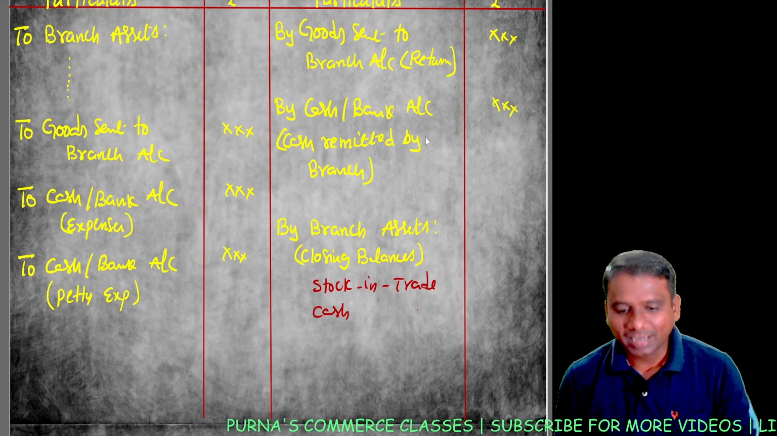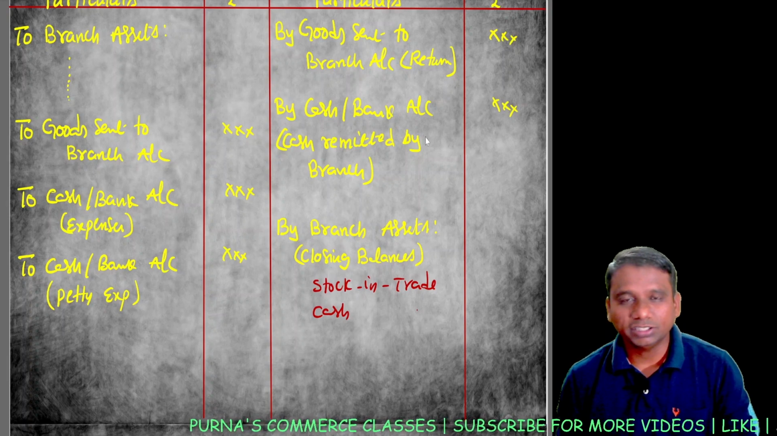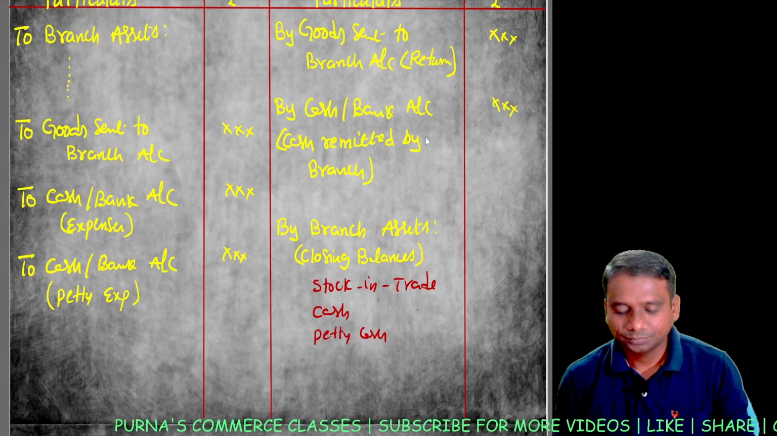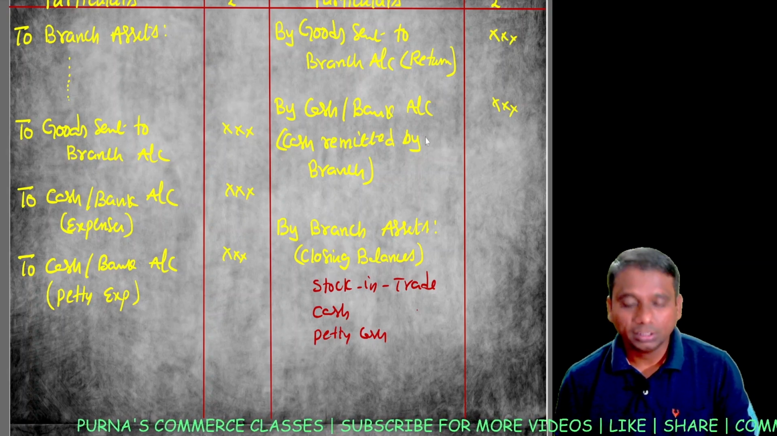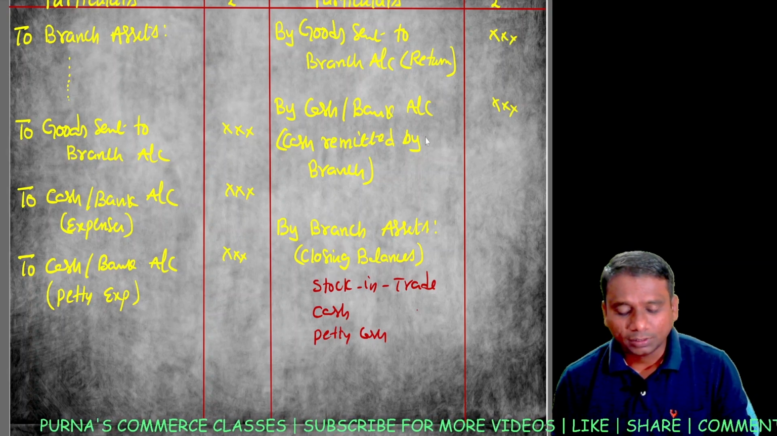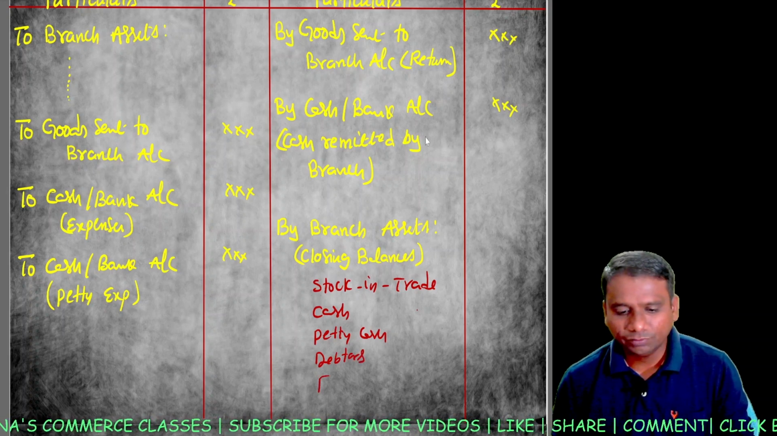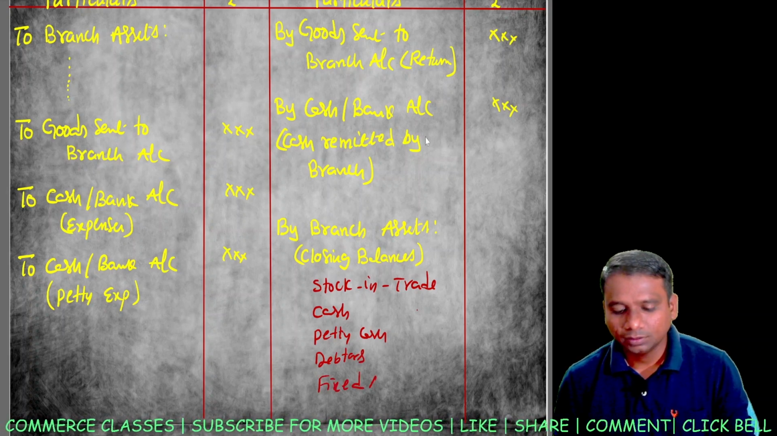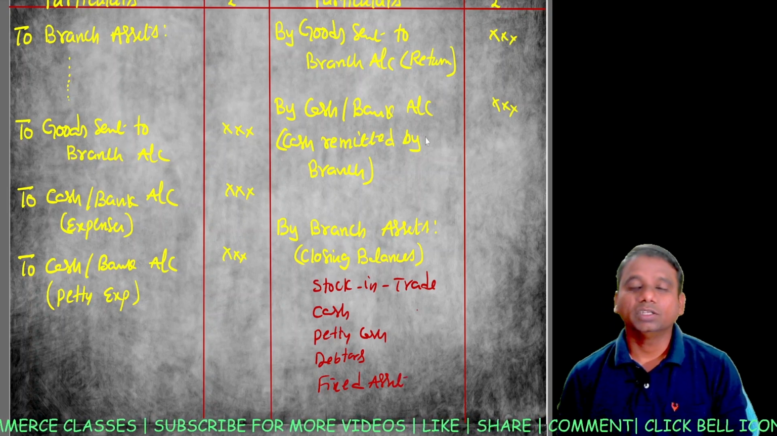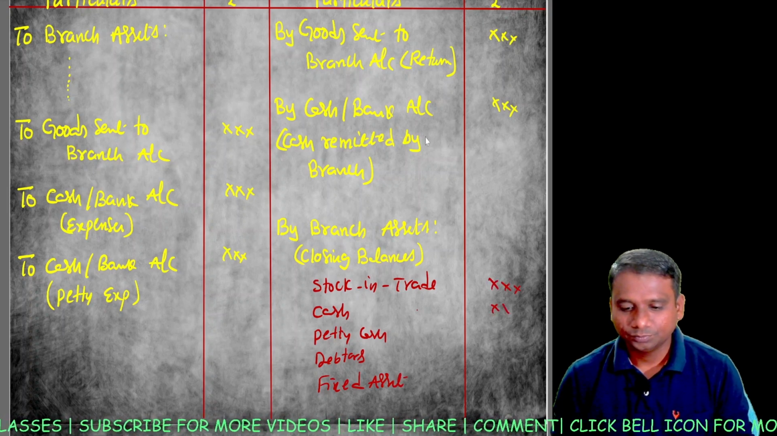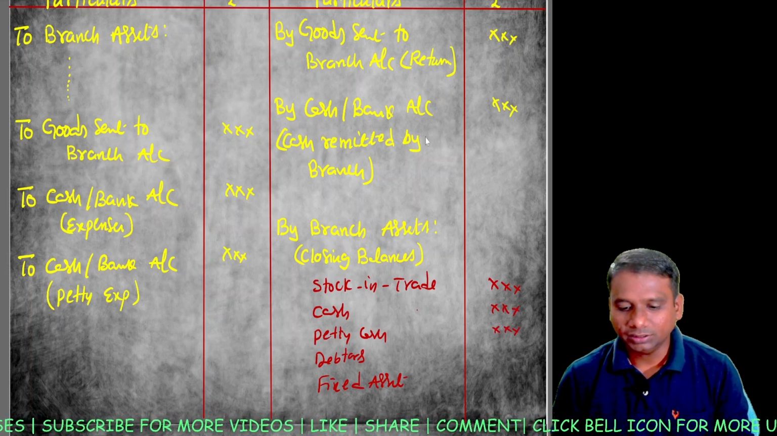Now whatever the cash balance available with the branch, that is also our asset. Next, any petty cash. Okay, that is also our asset. Next one, any debtors. Debtors also are our asset. Any fixed asset, this is also our asset. So all these are closing balances.